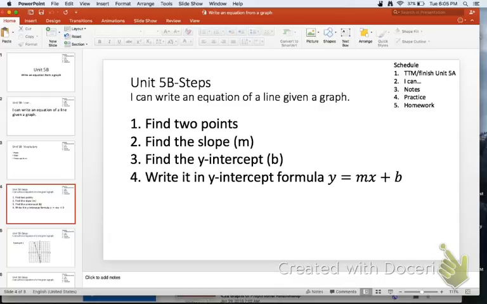We need to find 2 points. I say find 2 points, but you could use 1 point and the y-intercept to do this just as well. Calculate the slope. Find the y-intercept and then write it in y-intercept form. That is y equals mx plus b.